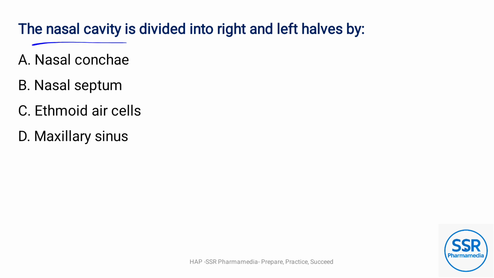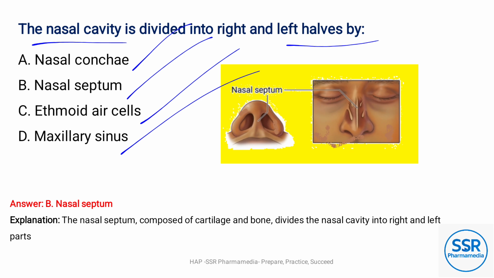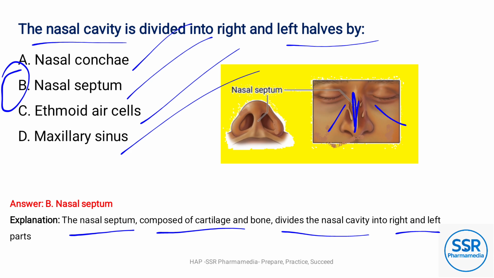The nasal cavity is divided into right and left halves by option A, nasal conchae, option B, nasal septum, option C, ethmoid air cells, option D, maxillary sinus. The answer is option B, nasal septum. The nasal septum is composed of cartilage and bone and divides the nasal cavity into right and left parts.